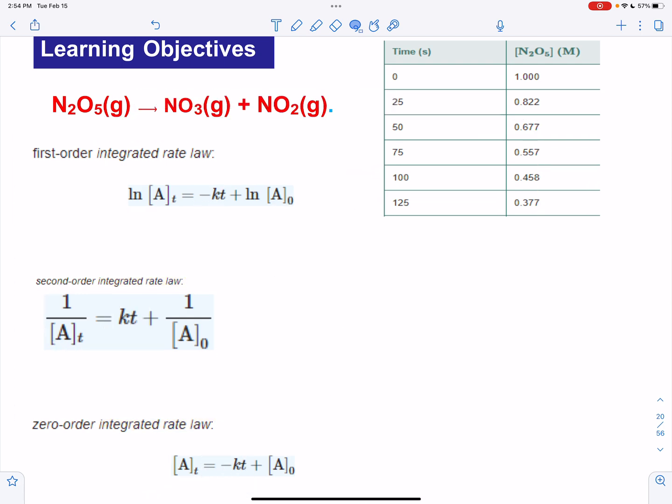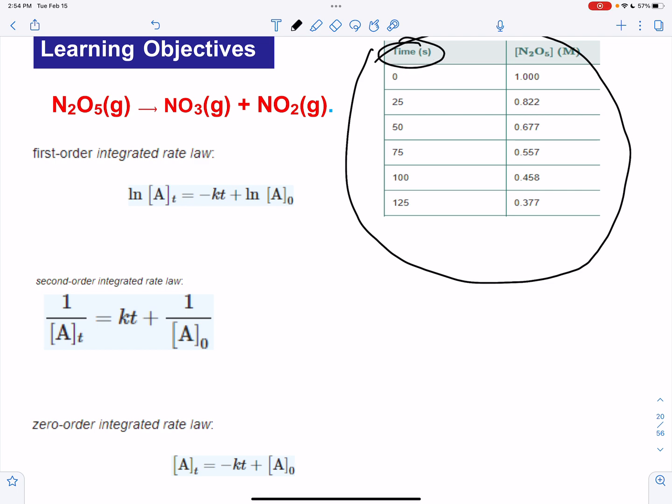So we have an experiment. We have data from an experiment in which we were tracking the time versus the concentration. We have the reaction set up with some machinery that allows us to know the concentration. So before the reaction began at 0 seconds, we started with 1 molar. After 25 seconds, we measure it again, and it's now 0.822 molar. At 100, it's going to be 0.58. At 125, it's going to be 0.337.